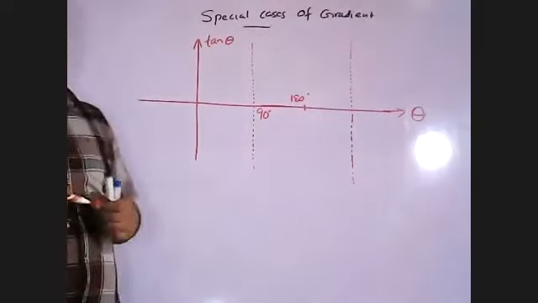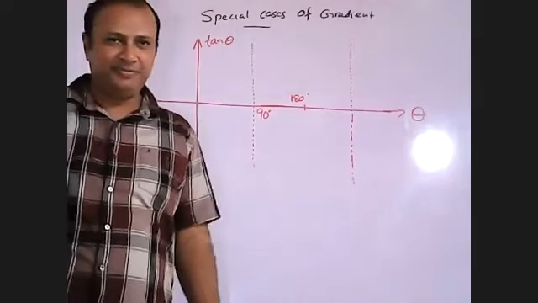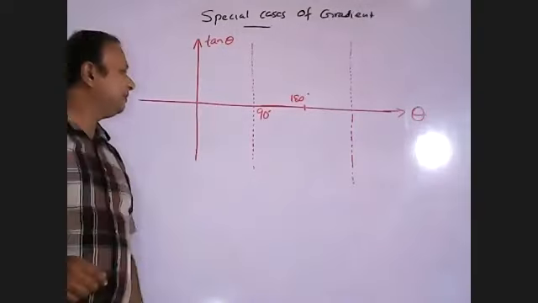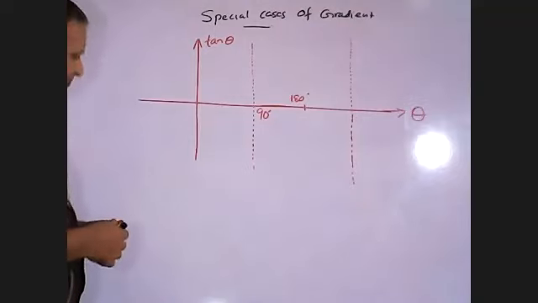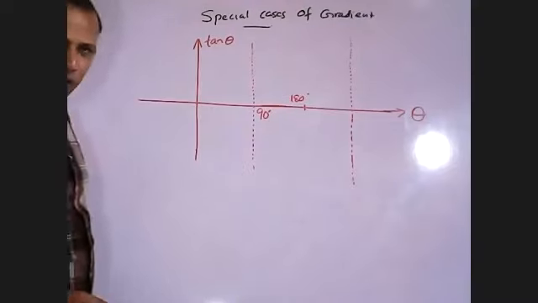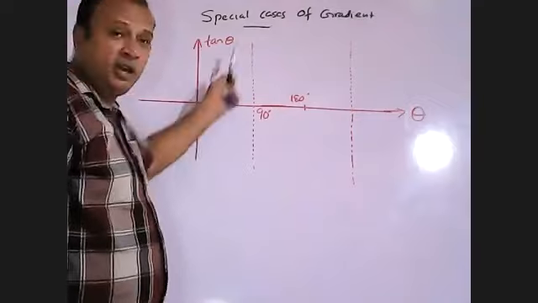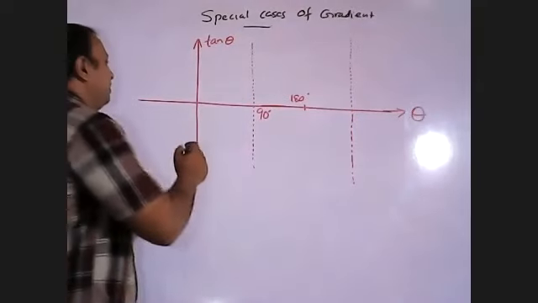Right? The tan curve. Tan 0 is 0, tan 90 is infinity.